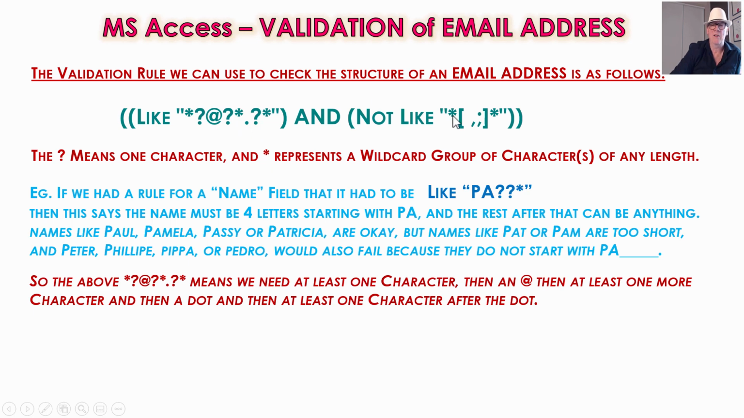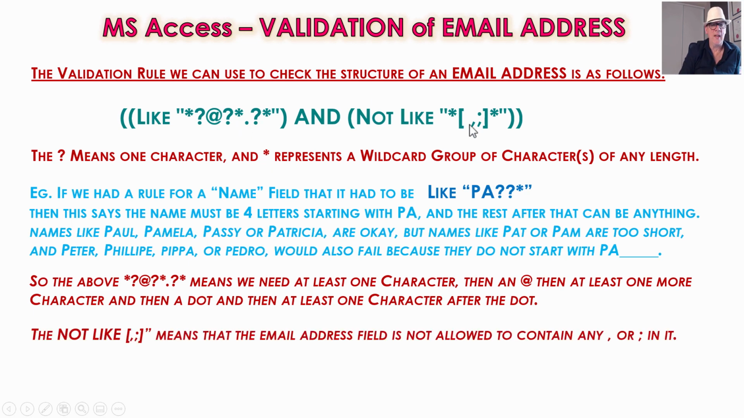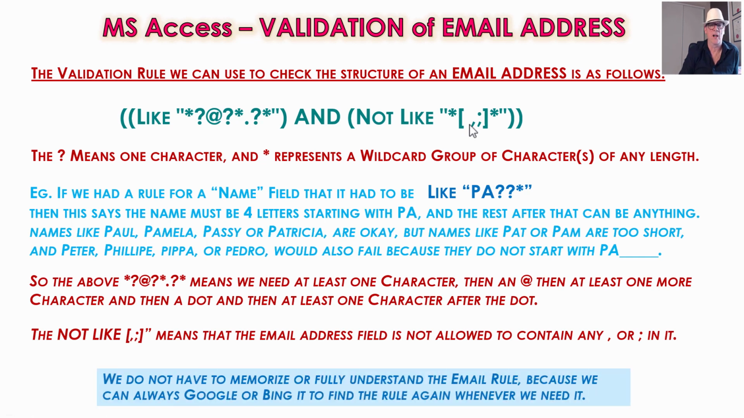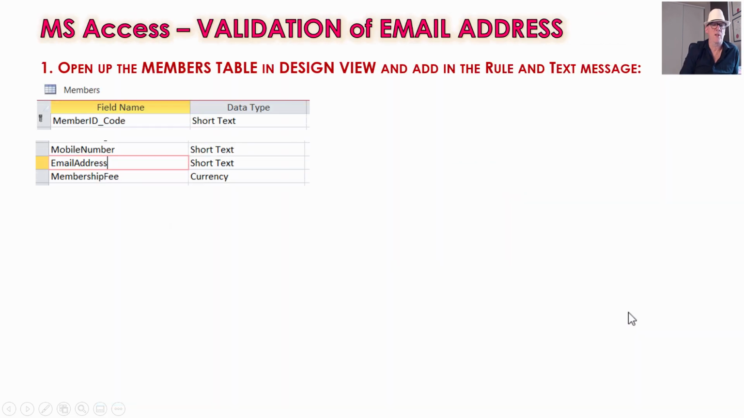Now, the other bit, the not like, is the part which makes sure we don't have any commas or semicolons in the address. We don't want any commas or semicolons in our email address, so we put not like and put those two in there. That's kind of how it's all working, but don't worry about how it's working. The main thing is you can just copy and paste this into your Access, because everyone just Googles it anyway to find the rule.